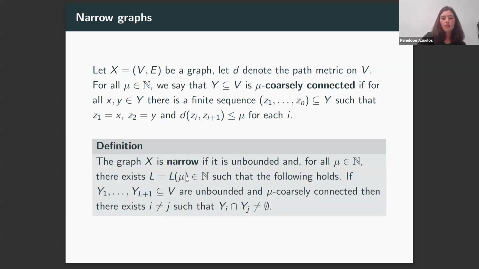And then what being narrow is: the graph is narrow if it's first of all unbounded, and secondly, for any mu in the natural numbers, there is some other constant L depending only on mu, so that if I have L plus 1 unbounded and mu coarsely connected subsets of vertices, then two of them have to intersect. So this is really giving you a bound on the number of mu coarsely connected subspaces you can find.